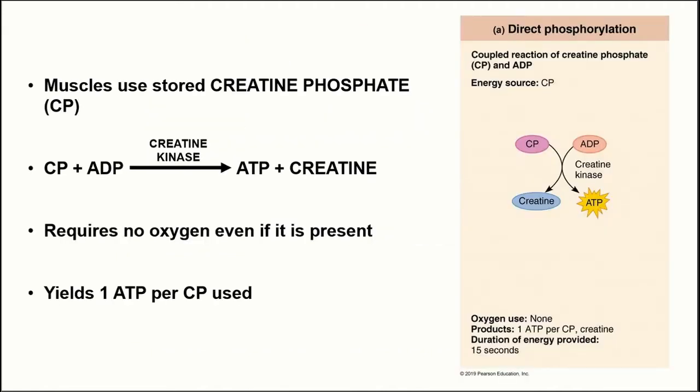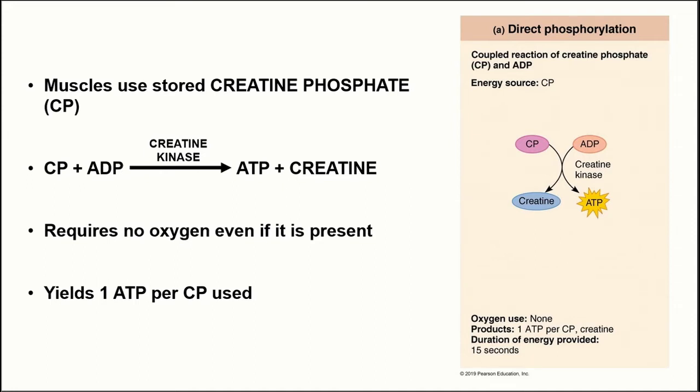So direct phosphorylation or direct synthesis uses a high energy compound stored in muscles called creatine phosphate or CP. Now, this process takes creatine phosphate and uses ADP, which is adenosine diphosphate. So remember, adenosine diphosphate is the compound that remains after one of the phosphate groups is removed from ATP and its energy is released. And so essentially what we're doing is we're taking this ADP and we're putting a phosphate group back on it so that way we can make a new ATP.